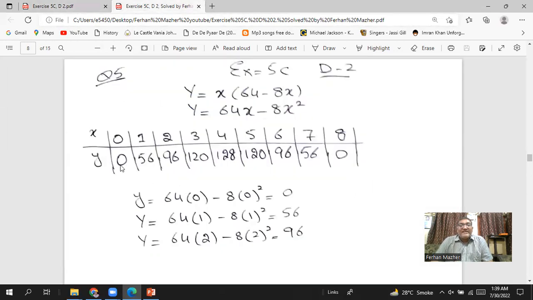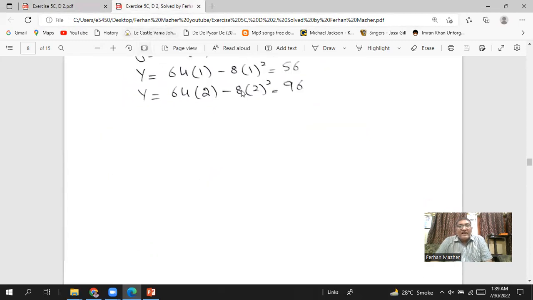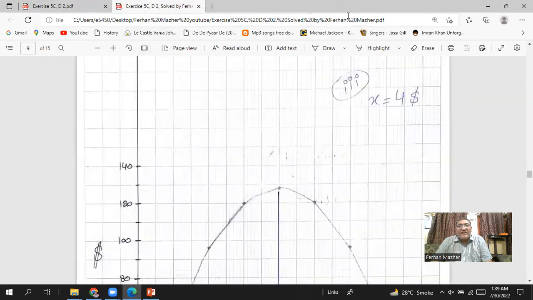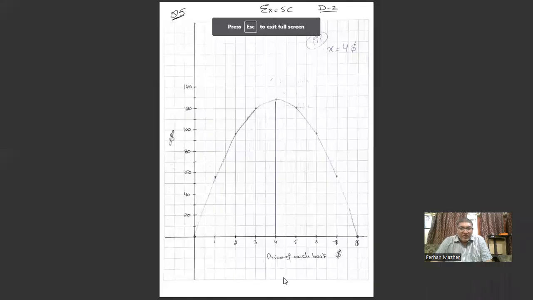So you can see this is the y value that is going from 0 to 128, and the x value is going from 0 to 8. So we will draw this graph. Okay, so we are going to draw this graph. So let me show you. So I will draw this graph, question number 5, and you can see I have drawn this grid.